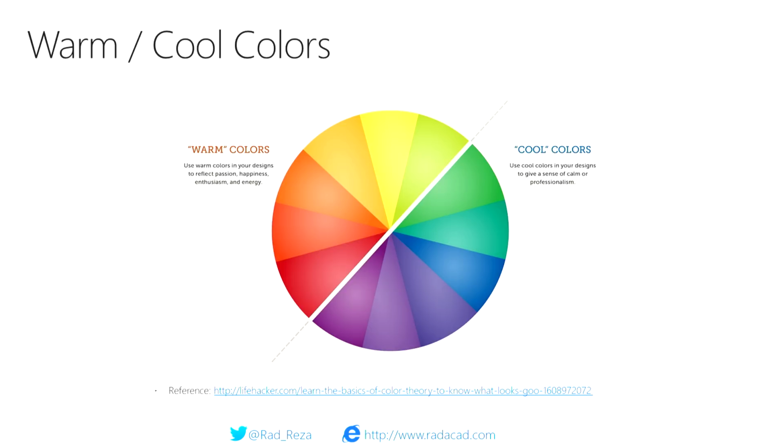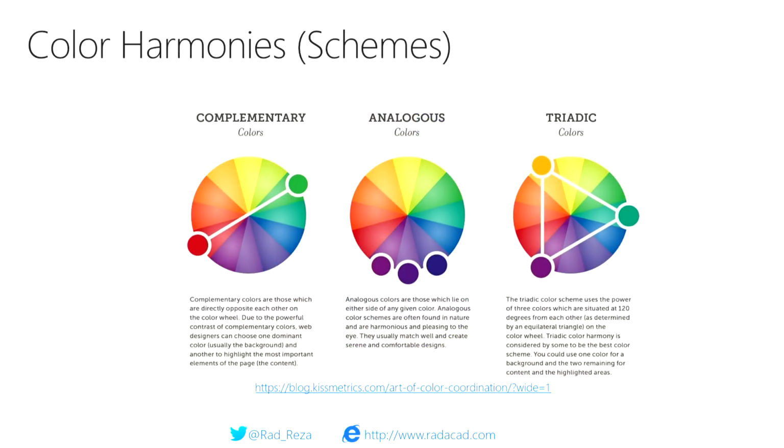Just don't use only cool colors or only warm colors. Have a combination of these two. How can you find color harmonies? It's easy. When you have that color wheel, that circle, that wheel is the color wheel.